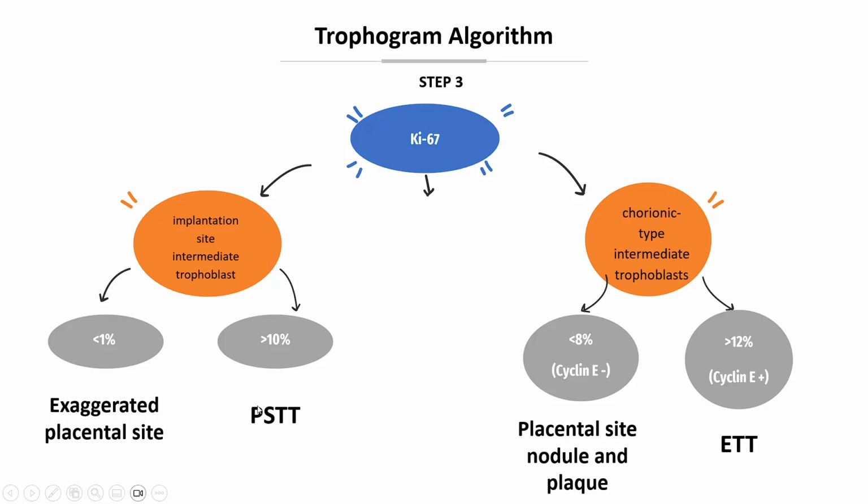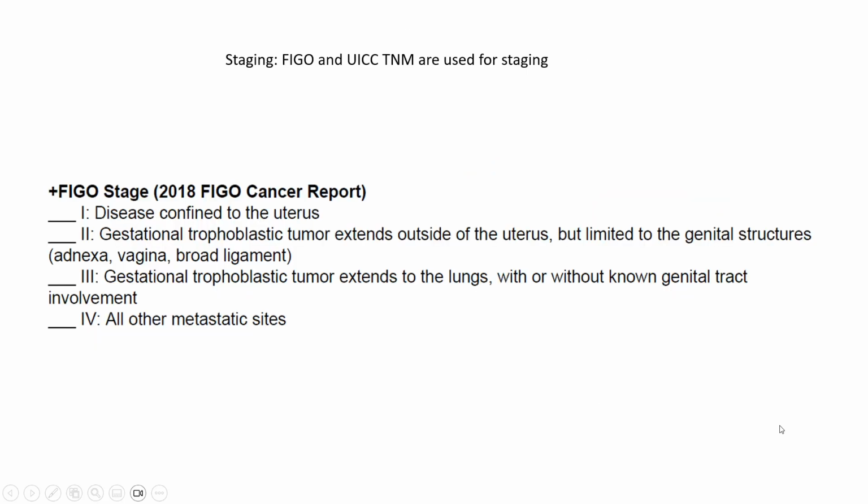If it's more than 10%, then this is a placental site trophoblastic tumor. What about the chorionic type intermediate trophoblasts? If we have less than 8% Ki67 together with preferably cyclin E negative staining, then we have a placental site nodule or plaque. If we have a Ki67 that is more than 12% with preferably cyclin E positivity, then this is an epithelioid trophoblastic tumor. Then we have some more remarks to shed light on.